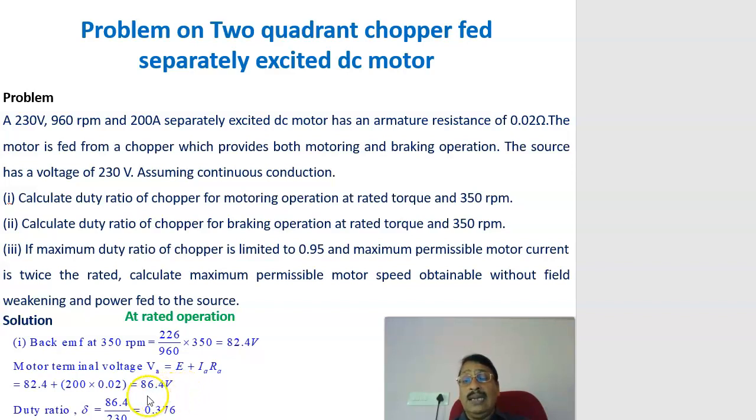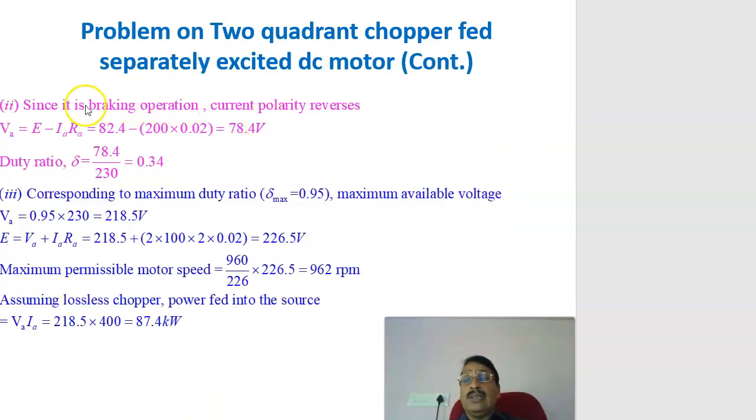This is the required terminal voltage, and the input voltage, you know, is equal to 230 volt. Then you can find out the duty ratio. Therefore, the duty ratio is given by 86.4 volt divided by 230. That is equal to 0.376. Second part of the question is the braking operation, and the speed is the same, 350 rpm.